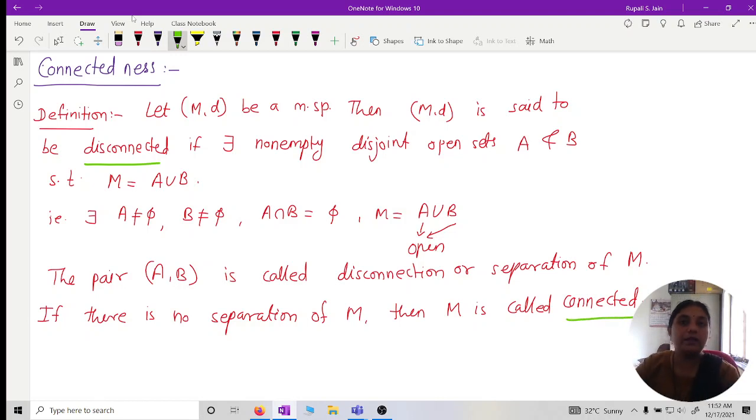Connected and disconnected. When we say connected, there does not exist two non-empty disjoint open sets A and B such that M is equal to A union B. If there exists such a pair, that metric space is said to be disconnected.